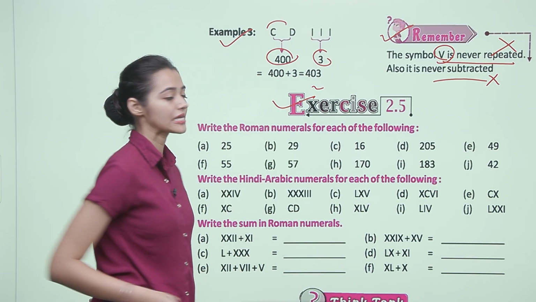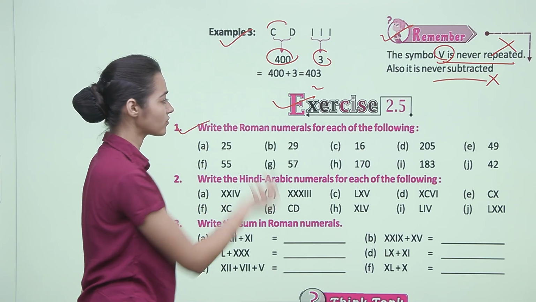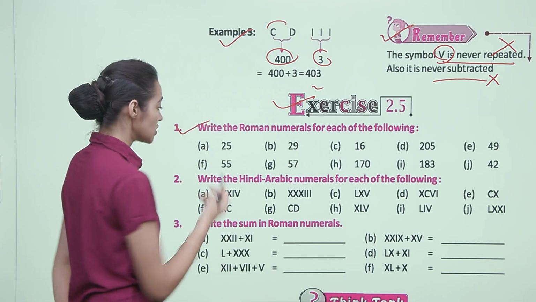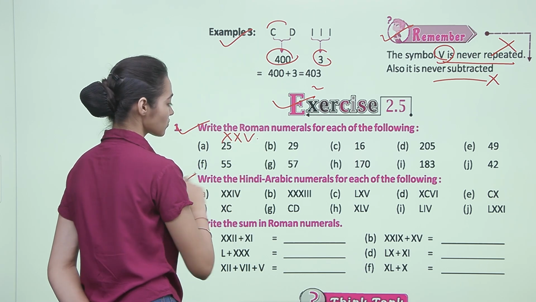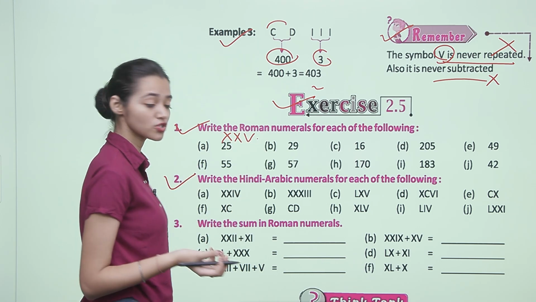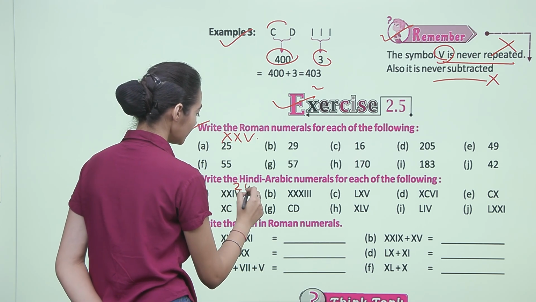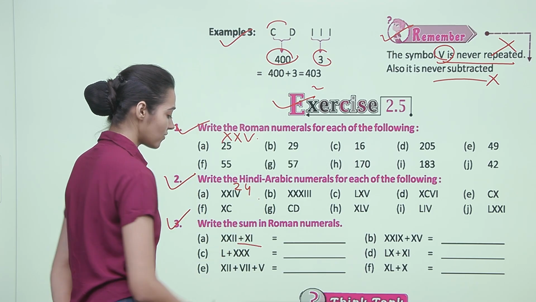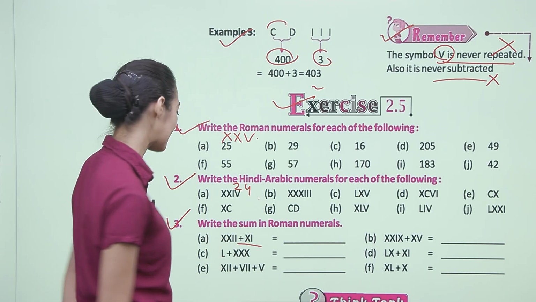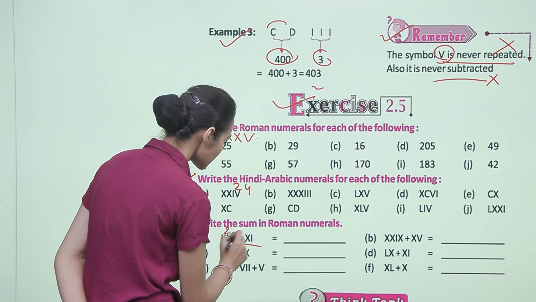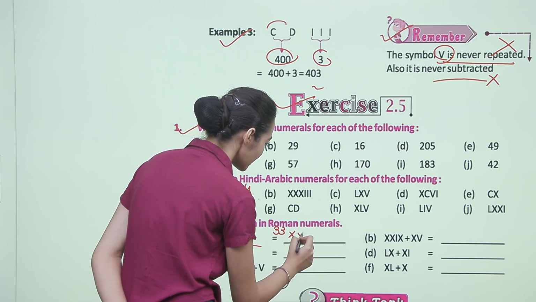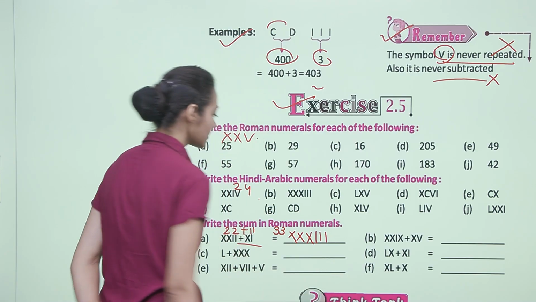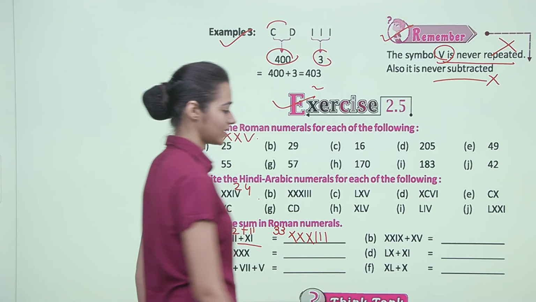Now let's start with exercise 2.5. In the first one we have to write the Roman numerals for each of the following. So the first one, the Roman numeral will be XXV. Now in the next one we have to write the Hindu-Arabic numerals for each of the following. So that will become 24. In the next one we have to find the sum of these and write it in Roman numerals. So it is 22 plus 11, that is 33, that means triple X triple I. That's how you have to complete the remaining part.